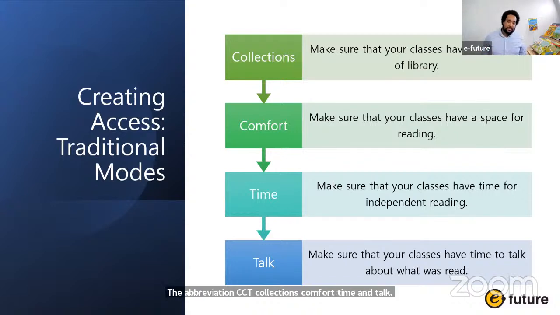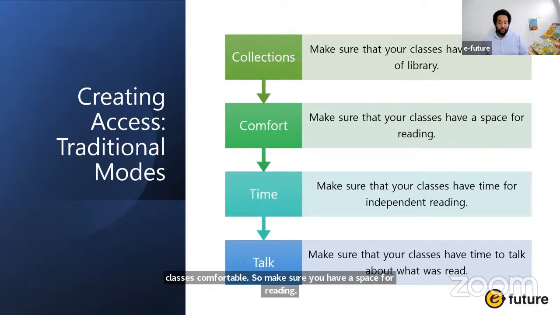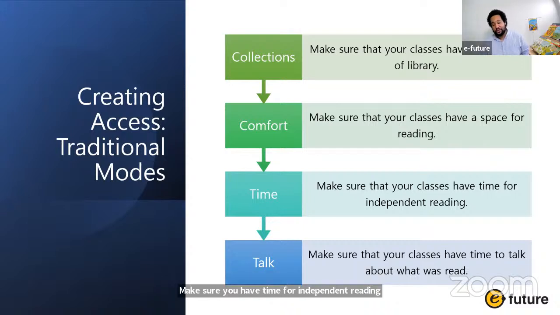So in your class, you want to make sure that you have a library. So have a collection of books. Make sure your class is comfortable. So make sure you have a space for reading. Make sure you have time for independent reading, and make sure you have time to talk about what has been read. So CCTT, very, very simple to remember, very, very simple to incorporate once you have the books in class.